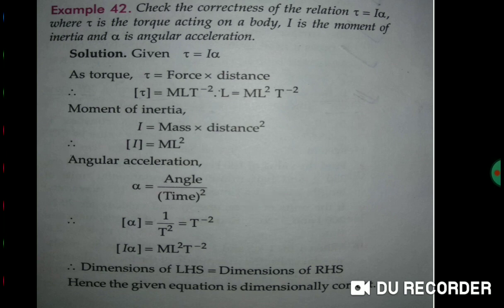Now the dimensional formula of I alpha. The dimensional formula of I is ML^2 and alpha is T^-2. So the LHS part and RHS part of the given equation are the same. So the dimensions of LHS equal the dimensions of RHS. So you can say that the given equation is dimensionally correct.